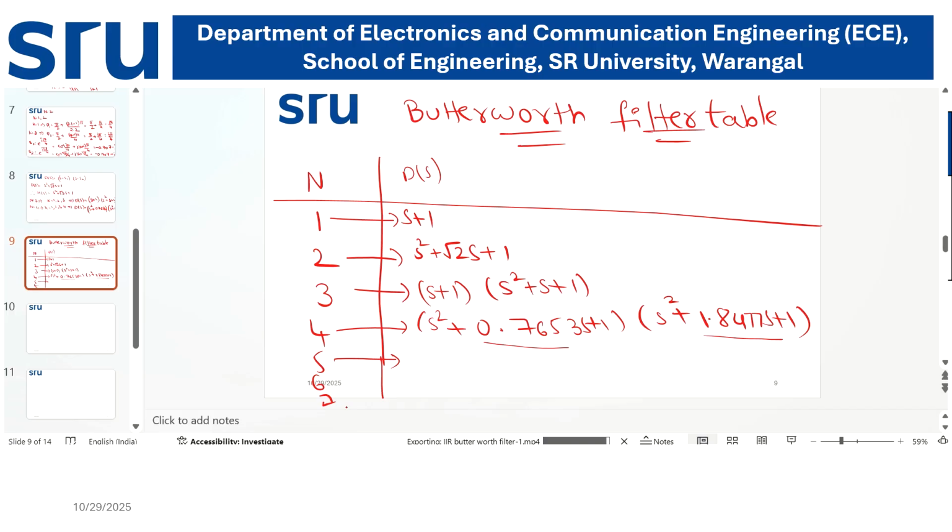Then if n is equal to 5, s plus 1 into s square plus 0.6180 s plus 1 into s square plus 1.61803 s plus 1. See, if it is 1, s plus 1; if it is 3, s plus 1 multiplied; if it is 5, s plus 1 multiplied; if it is 7, also s plus 1 multiplied. Here also you have to remember the same coefficients, one is 0.6180 and the second one is 1.61803.